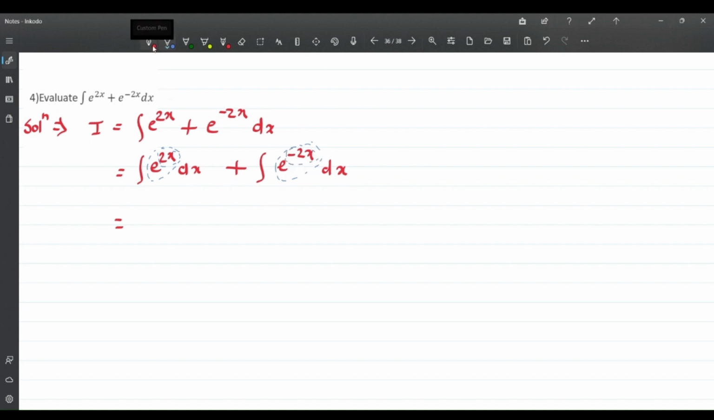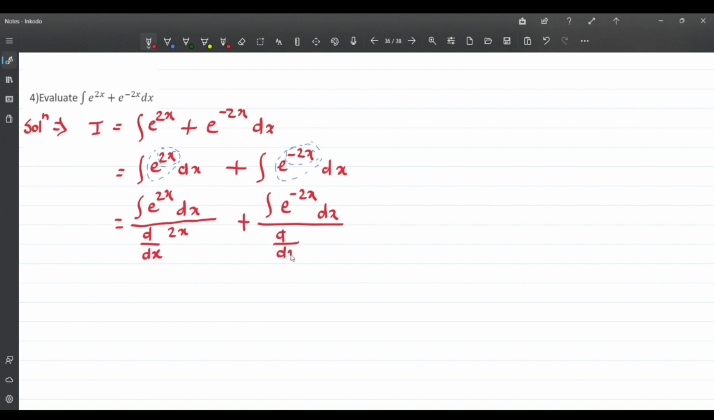So the rule for composite function is integration of whole function, that is integration of e raised to 2x dx, divide by derivative of second function, you can see here 2x, plus again the same integration e raised to minus 2x dx, divide by derivative of minus 2x.